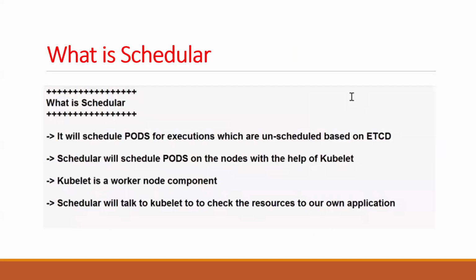The scheduler. What is a scheduler? It will schedule pods for execution which are unscheduled, based on etcd. For example, in our deployment file, we need to create one pod. So who will create that pod? First, that pod needs to be scheduled. The scheduler schedules the pods for execution which are unscheduled, based on etcd. In etcd we get the information that this pod is still pending. Whatever the unscheduled pods are, they will be added in etcd.